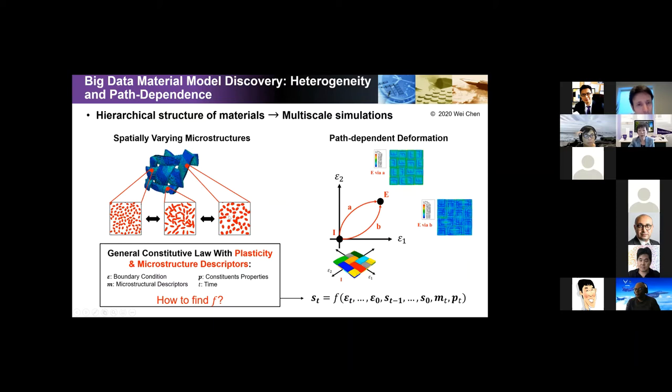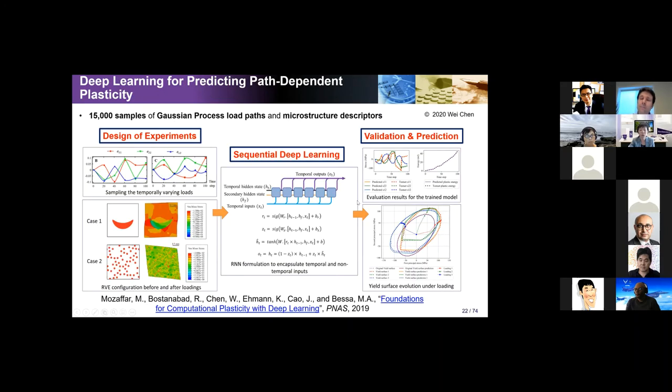And at the different locations, the material structure can be different and the load path can be different, right? So the inputs include the boundary condition, which can be different at different locations. The microstructure descriptor can be different. The constituent property can be different. Okay, so this is the machine learning model that we want to build so that it can act as a surrogate for the material law and can be reused at different locations when we assess the performance of a structure.